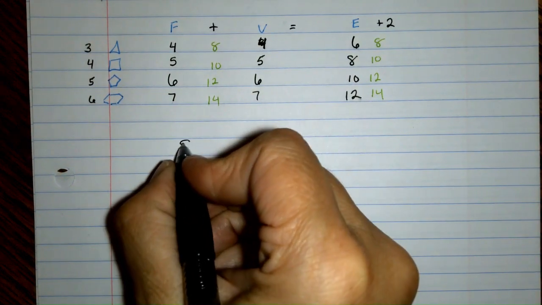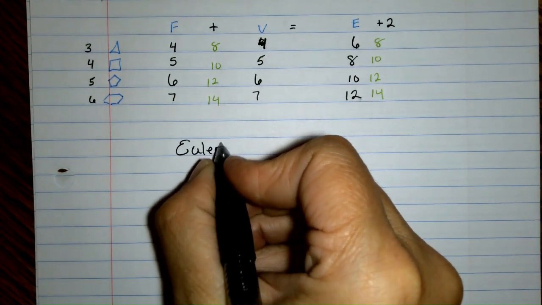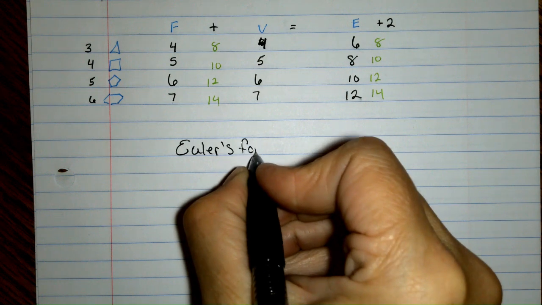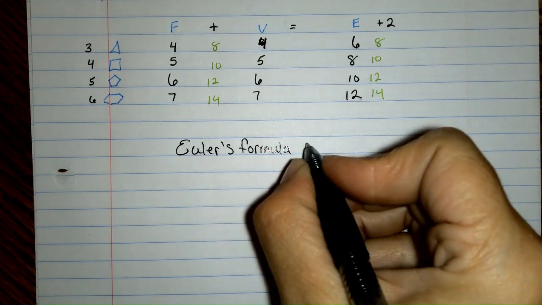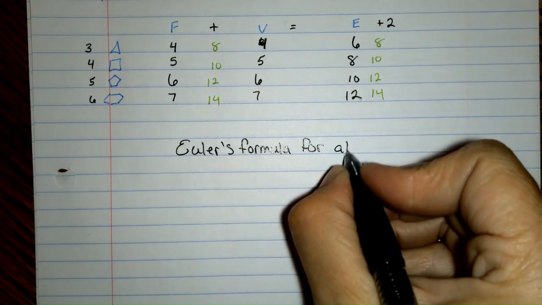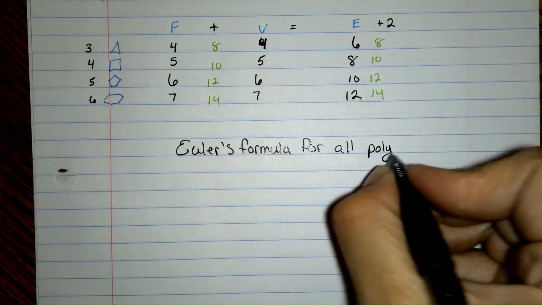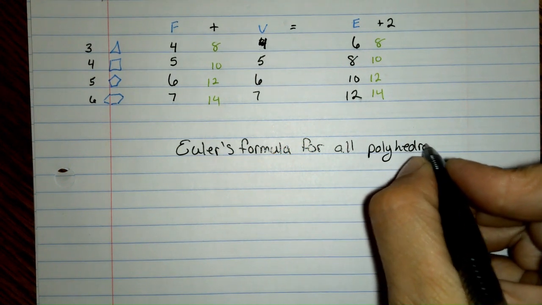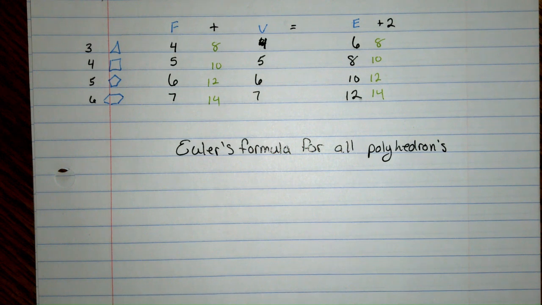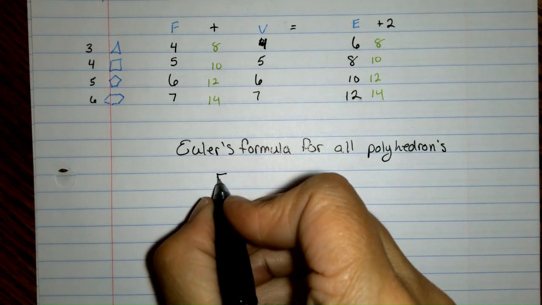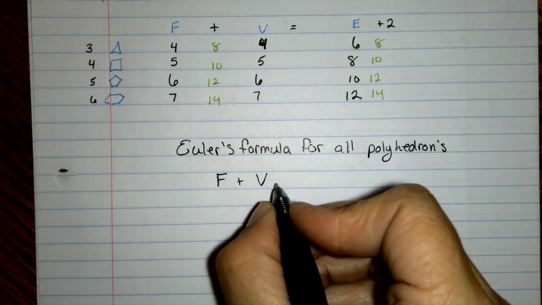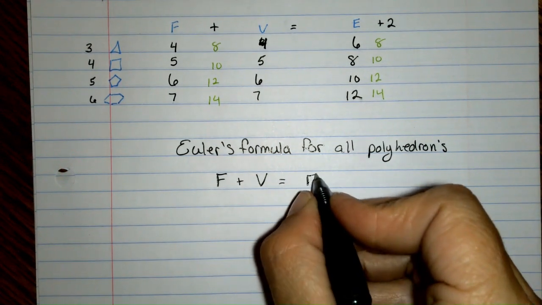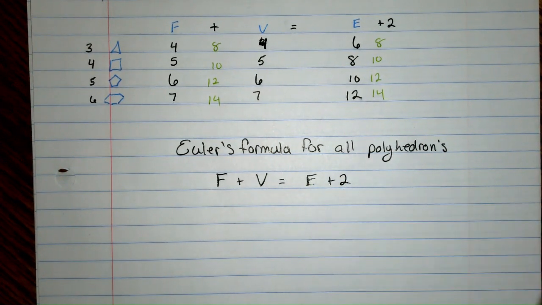So we can use Euler's formula for all polyhedrons, or 3D shapes if you want to know a simpler word than polyhedron. And that's faces plus vertices equals edges plus 2.